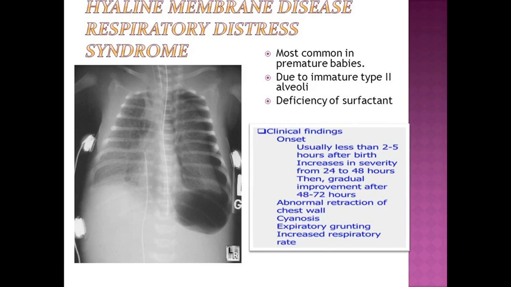So when this baby is delivered and tries to breathe in air and exhale air during expiration, what happens is the lungs will collapse. This condition is what you call respiratory distress syndrome or hyaline membrane disease.